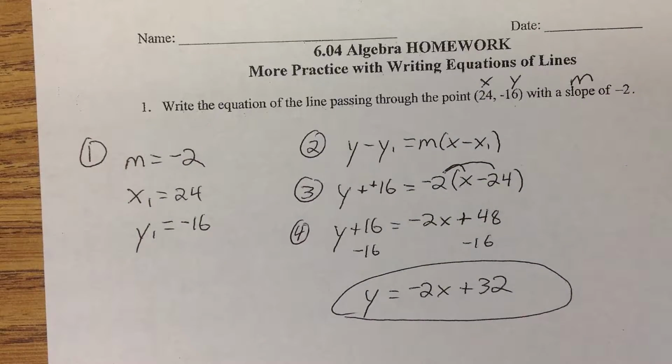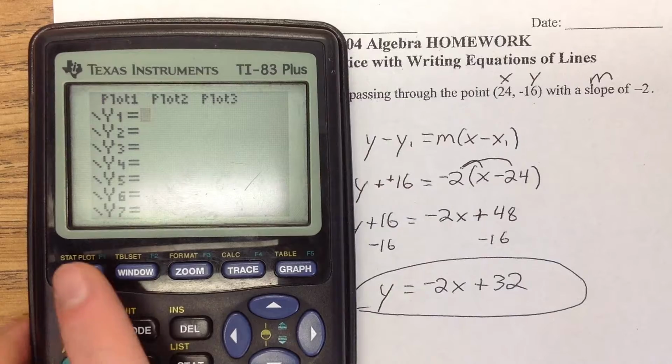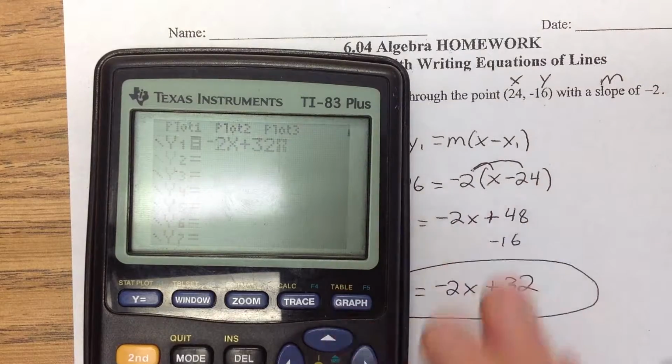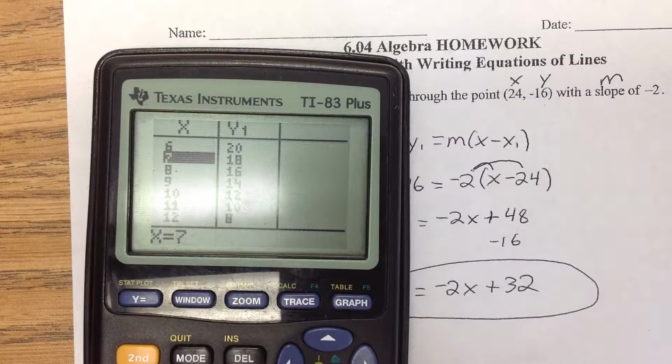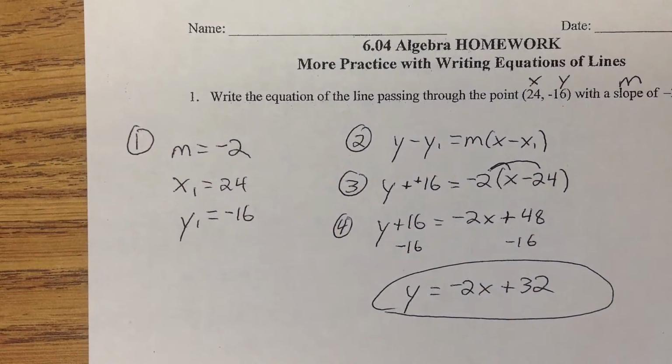And again, it's very easy to check these. You would just go to the y equals menu on your calculator, so y equals right there. You would type in your answer, negative 2x plus 32. You would go to the table, and then we would want to check to see if the point 24, negative 16 is in there. So we're just scrolling down, and yep, right there, 24, negative 16. So that tells us that we got this one right.